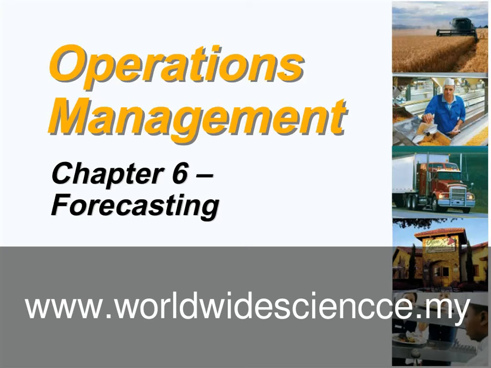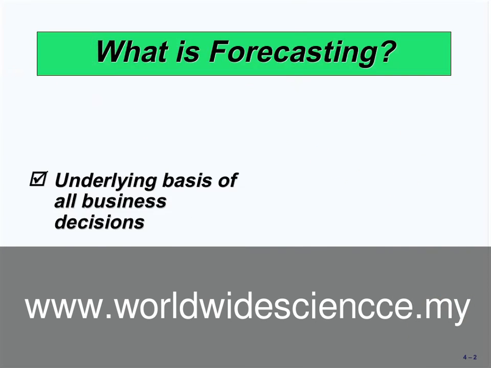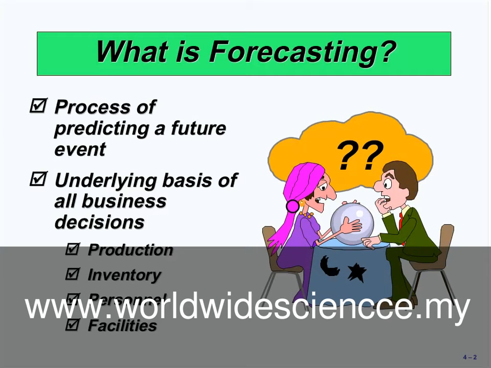As you can remember, I told you forecasting is the process of predicting a future event. For example, when an operation manager wants to predict the demand or sales for the future, for the next month or next year, they can use methods for predicting or forecasting. The underlying basis of all business decisions is for production, inventory, personnel, or facility.